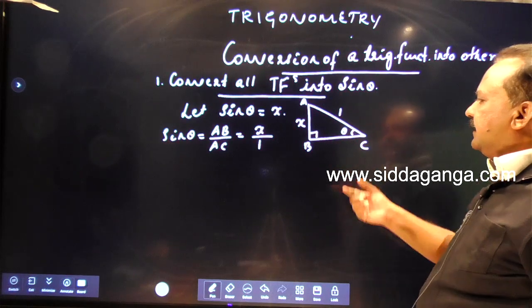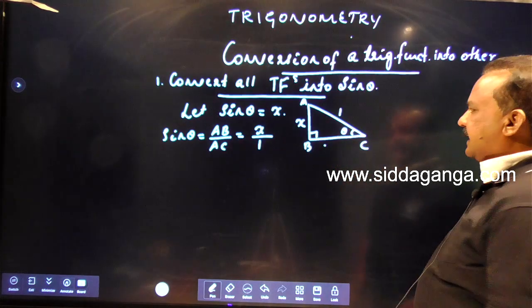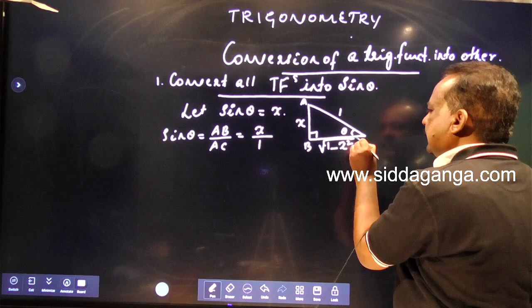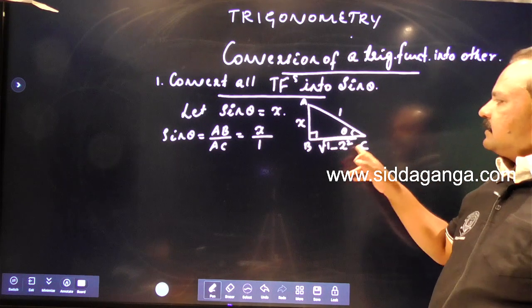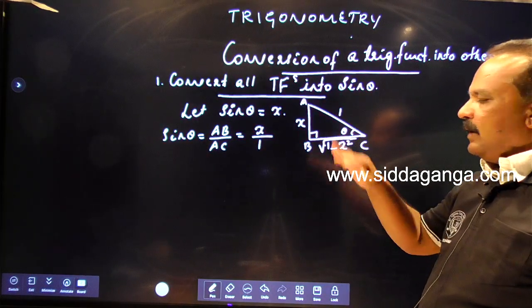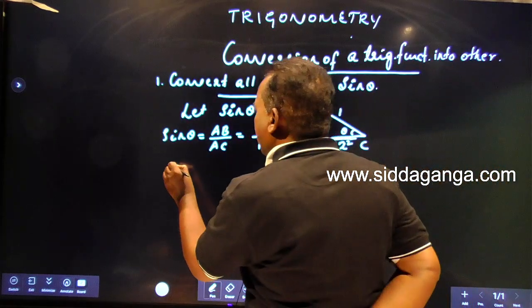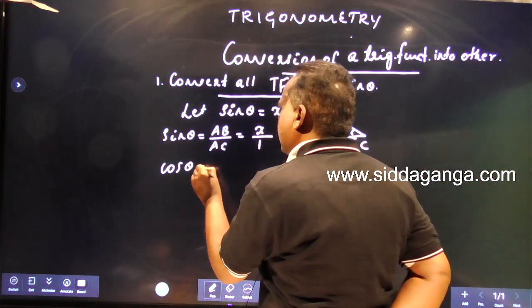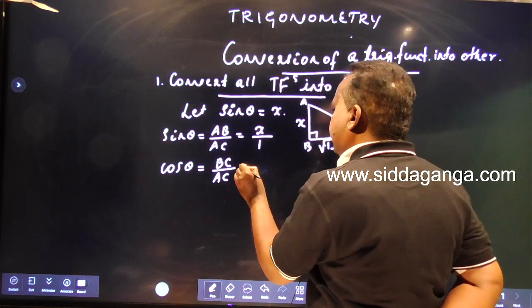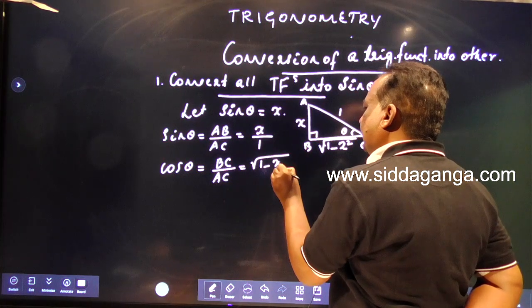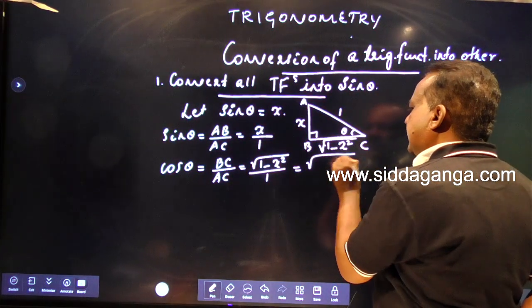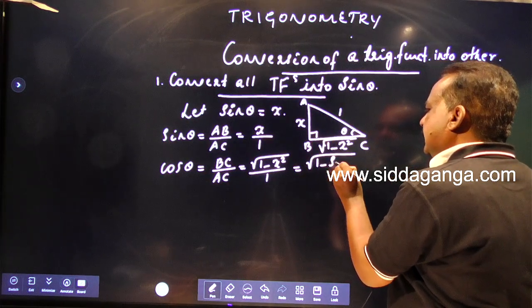Now you need to find BC using Pythagoras theorem. This BC can be calculated as root of 1 minus x square. AC square is equal to AB square plus BC square, and you can calculate BC. Now let us define the other ratios. How do you define cos theta? Adjacent BC by AC. So what is BC? Root of 1 minus x square by AC, which is 1. Root of 1 minus what is x square? Sin square theta.